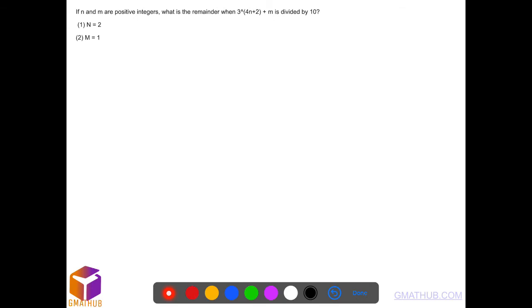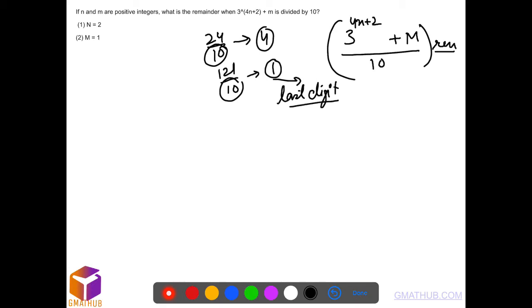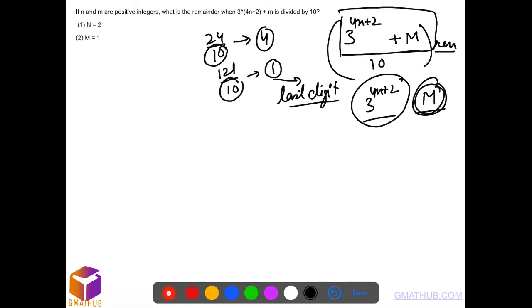Okay, so when we find last digit of an exponent, 3 raised to the power 4n plus 2 plus m by 10, what is the remainder? So when something is divided by 10, let's say 24 is divided by 10, what is the remainder? 4. 121 is divided by 10, remainder is 1. So when something is divided by 10, remainder is always the last digit, the units place digit. So that means we need to find last digit of 3 raised to the power 4n plus 2, and we need to find last digit of n. If we know their last digits, we can just add them simply.